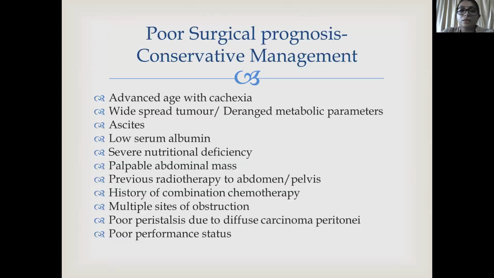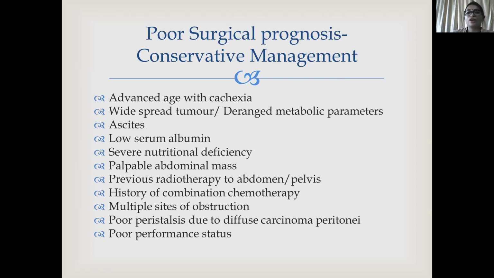So these are some that we already went through, whether it is advanced age, widespread tumor, or ascites. In ascites patients, you also see low serum albumin levels, so there is always a tendency for recurrence of ascites. Severe nutritional deficiency, palpable abdominal mass, previous radiotherapy to the abdomen and pelvis. How does previous radiotherapy to the abdomen and pelvis affect this? Because these patients will have more adhesions in the abdomen.